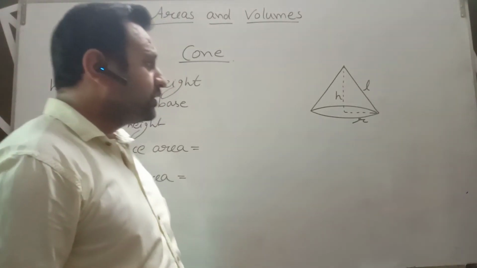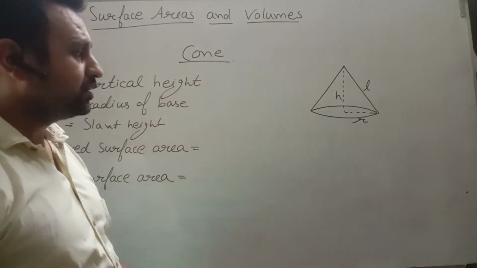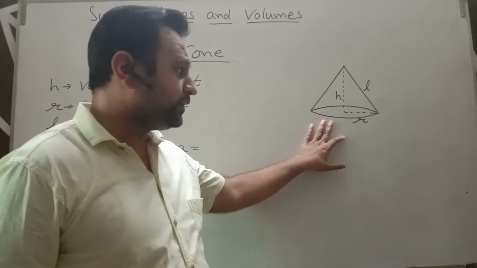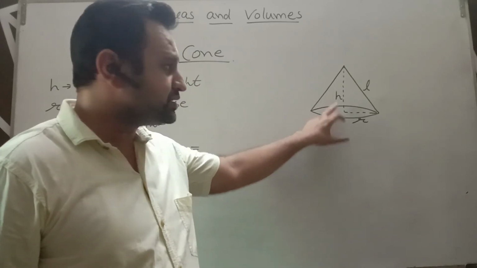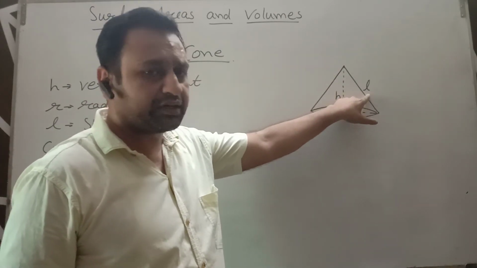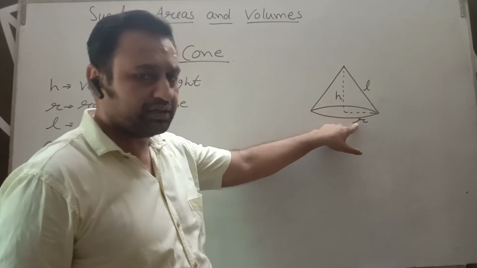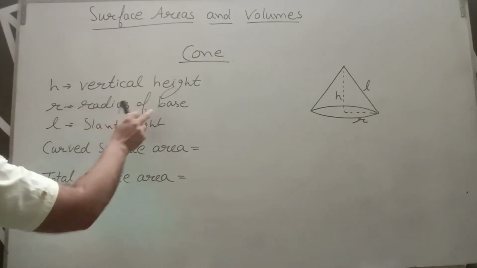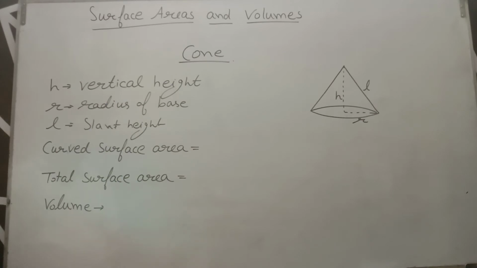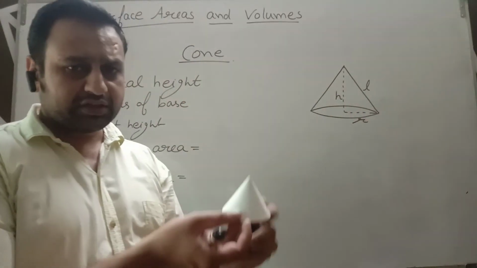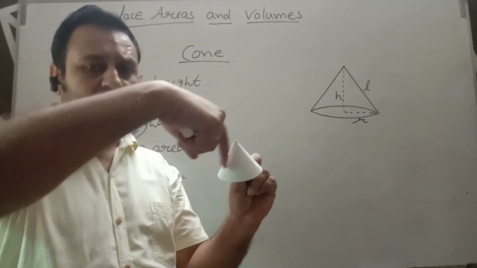Okay students, the next solid is the cone. A cone is like a birthday cap, joker cap, etc. It has 3 dimensions. First, vertical height. Second, slant height indicated by small l, and the radius. Small h is vertical height, r is radius of the base, l is slant height. Its curved surface area is the surface that covers the cone. This surface is called the curved surface area.